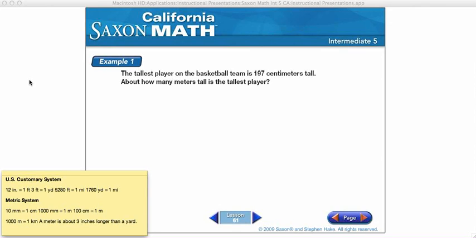Hi everybody, today we're going to talk about lesson 61, units of length.